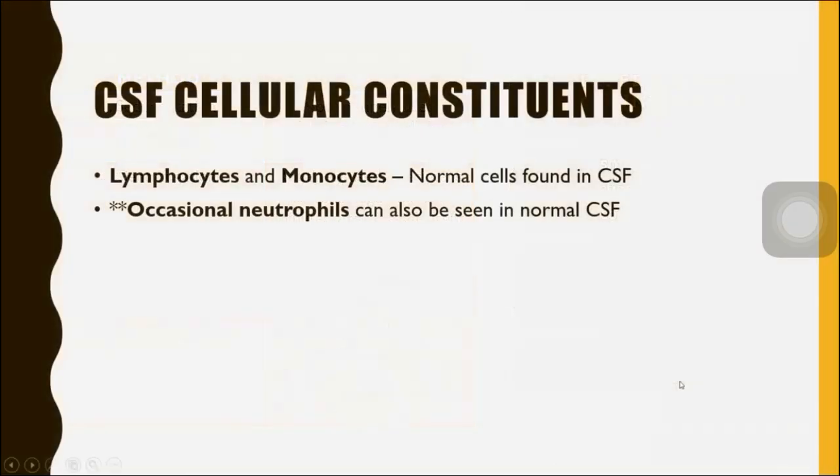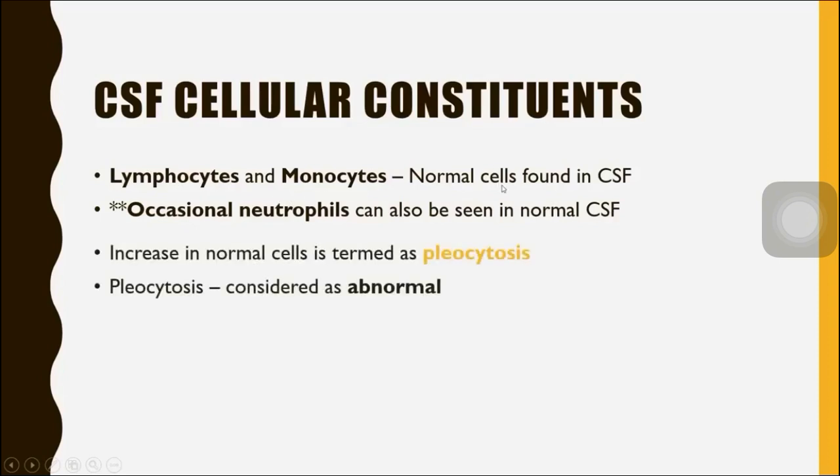So just like in hematology, you need to count at least 100 cells. So the normal constituents for CSF are the lymphocytes and the monocytes. Although take note that occasional neutrophils may also be seen in normal CSF. So the increase in lymphocytes or monocytes, the normal cells, is termed as pleocytosis. Okay, although pleocytosis is an increase in normal cells, pleocytosis is considered as abnormal.